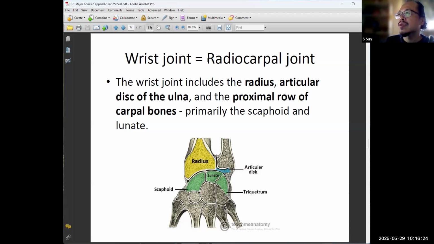So the wrist joint is also called the radial carpal joint. By the name, you know that it's the radius and the carpals that create this wrist joint. So that's the hand, the upper limbs.